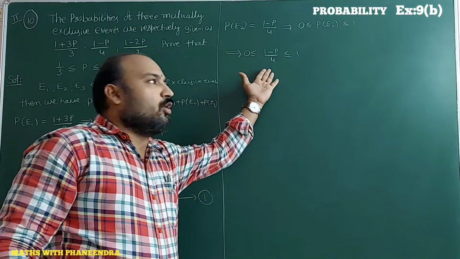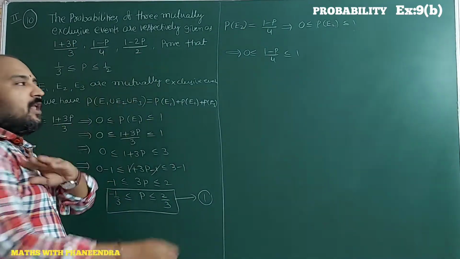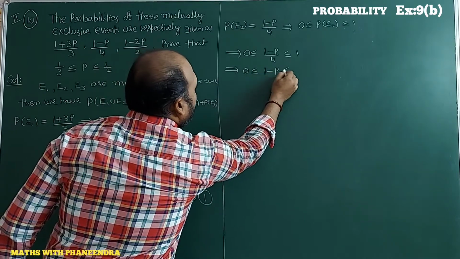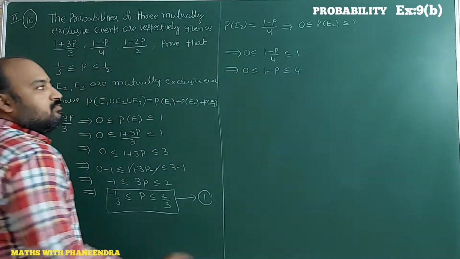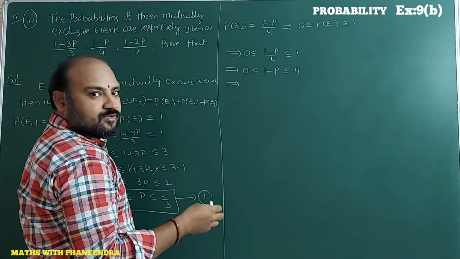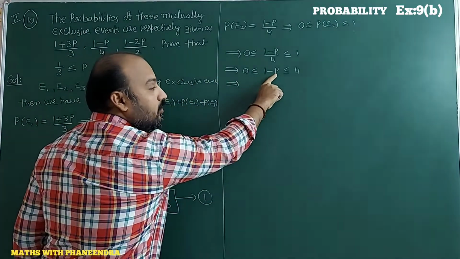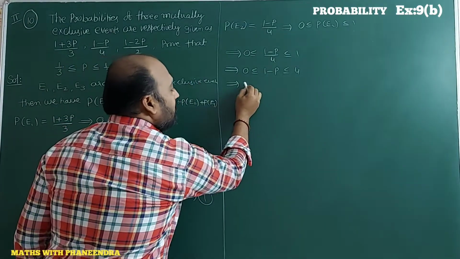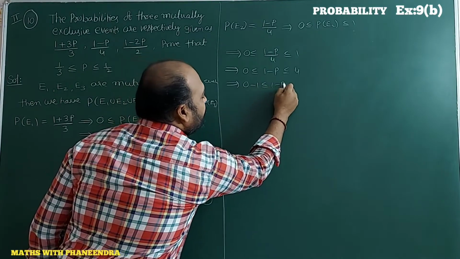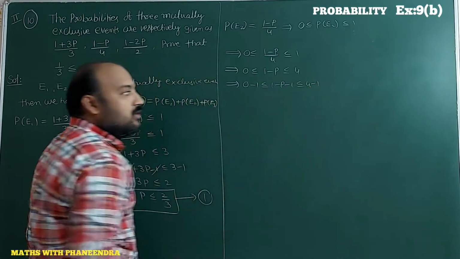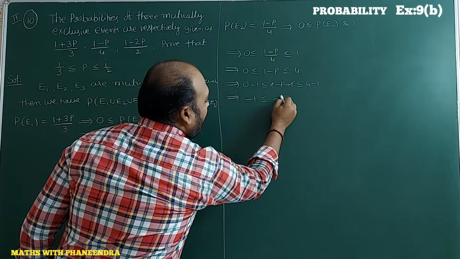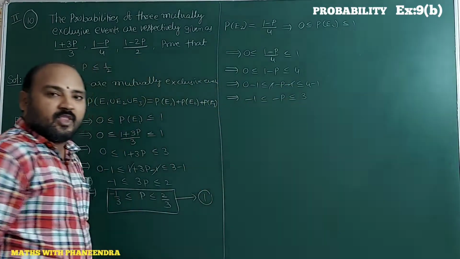So in the denominator I don't want to see that 4 value. So throughout, multiplying the inequality by 4: 0 is less than or equal to 1 minus p is less than or equal to 4. Here I want the p value. So here 1 minus p is there, no? To get only p, subtract 1 from each term here. 0 minus 1 is less than or equal to 1 minus p minus 1 is less than or equal to 4 minus 1. That implies minus 1 is less than or equal to minus p is less than or equal to 3.